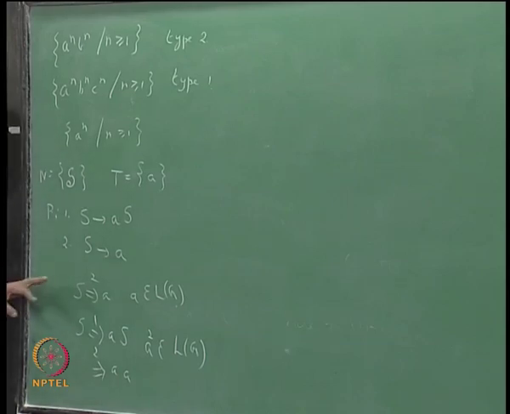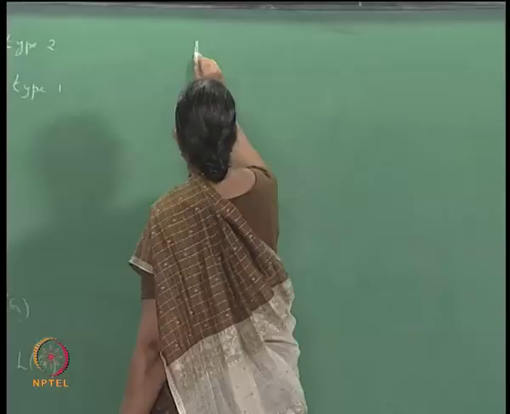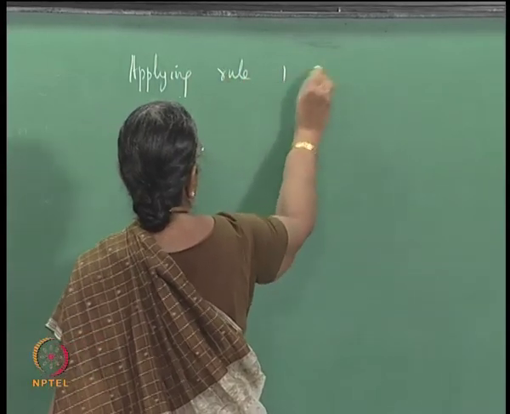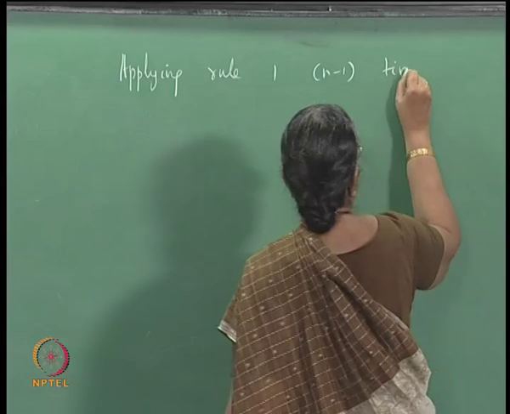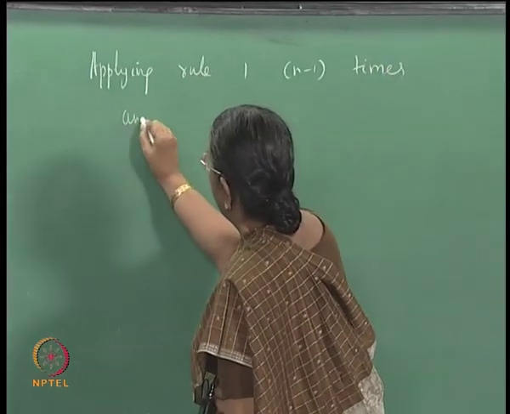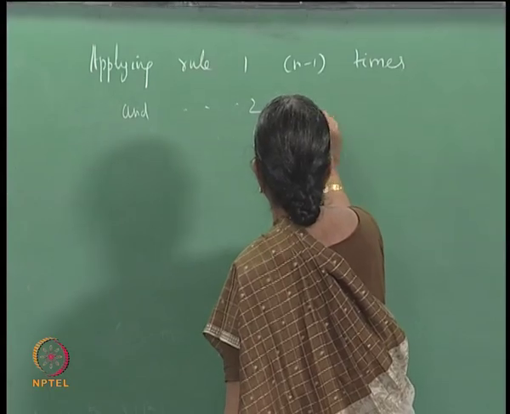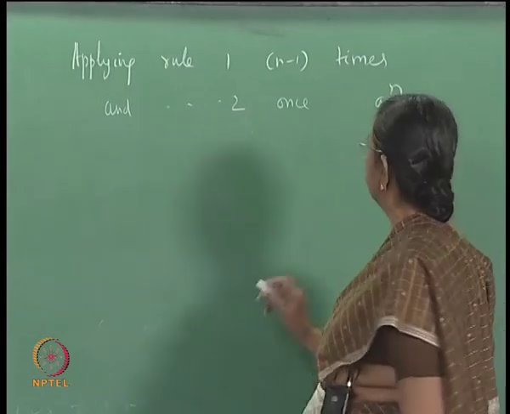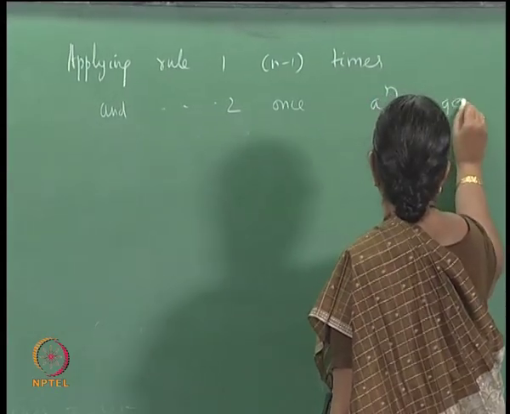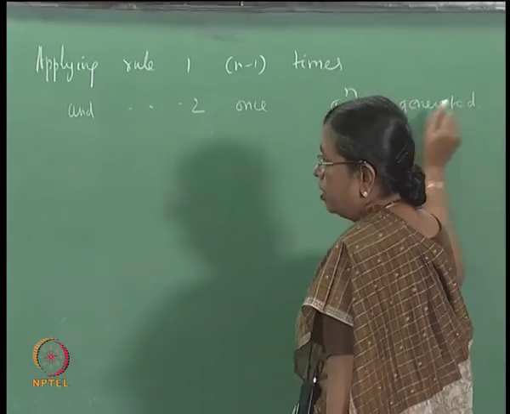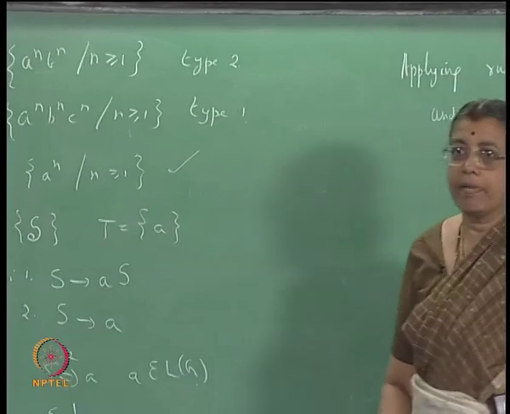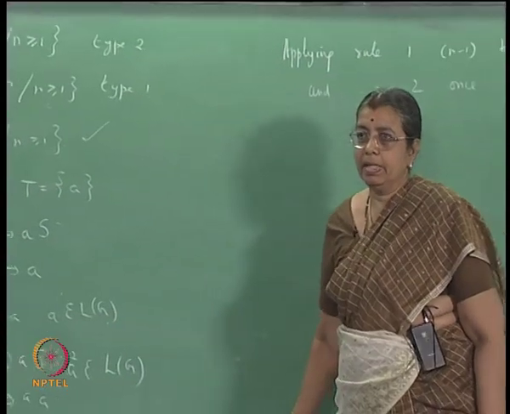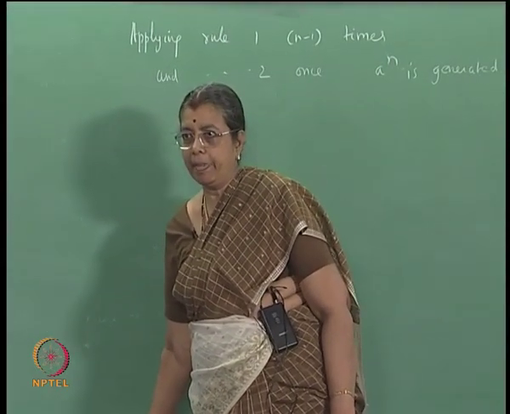Similarly, applying rule 1 n minus 1 times and rule 2 once, you will get a power n. So, the language is this. What type of a grammar is this? This is a regular grammar or a type 3 grammar.